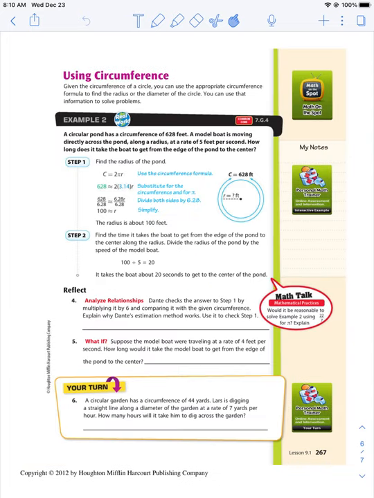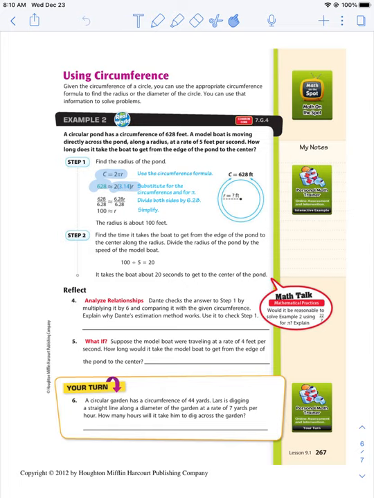A circular pond has a circumference of 628 feet. A model boat is moving directly across the pond along a radius at a rate of 5 feet per second. How long does it take the boat to get from the edge of the pond to the center? All right, so we know circumference is 2 pi r. But this time, we don't know what r is. We know what the circumference is. So I'm going to plug in 628 for the circumference and 3.14 for pi. And then we solve for r.